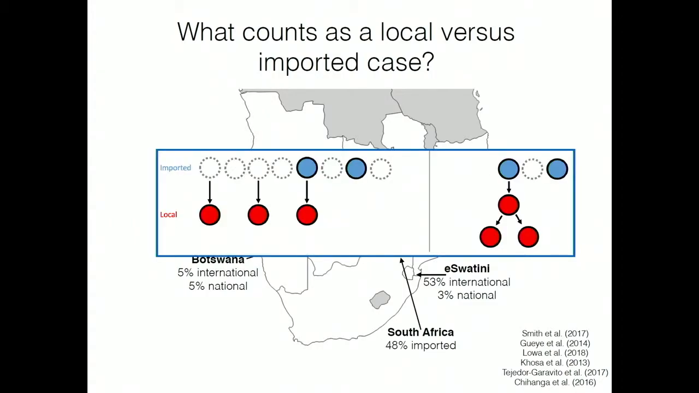It also matters how those importations are occurring. Do you have a situation where you have a number of importations up top that are leading to some of those local cases, versus really one importation that's leading to multiple secondary cases? So trying to distinguish how you separate those off and how you identify these different cases is relevant for elimination.